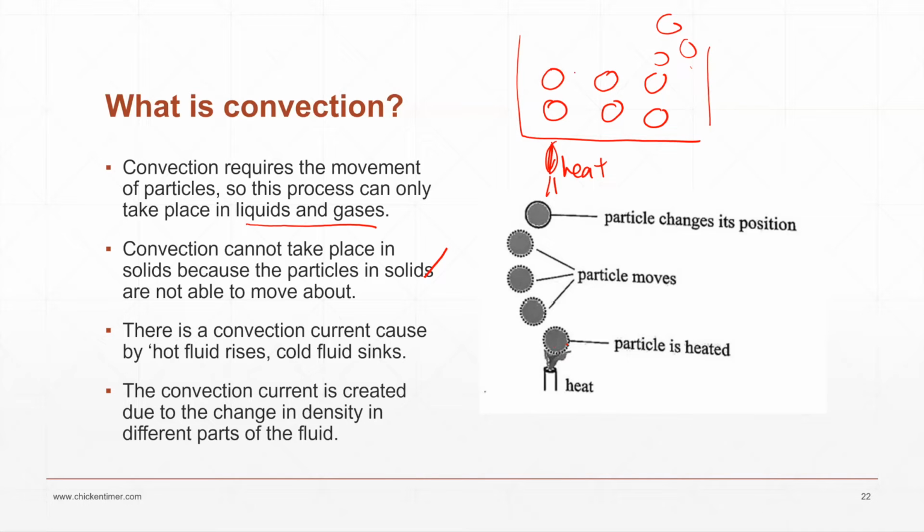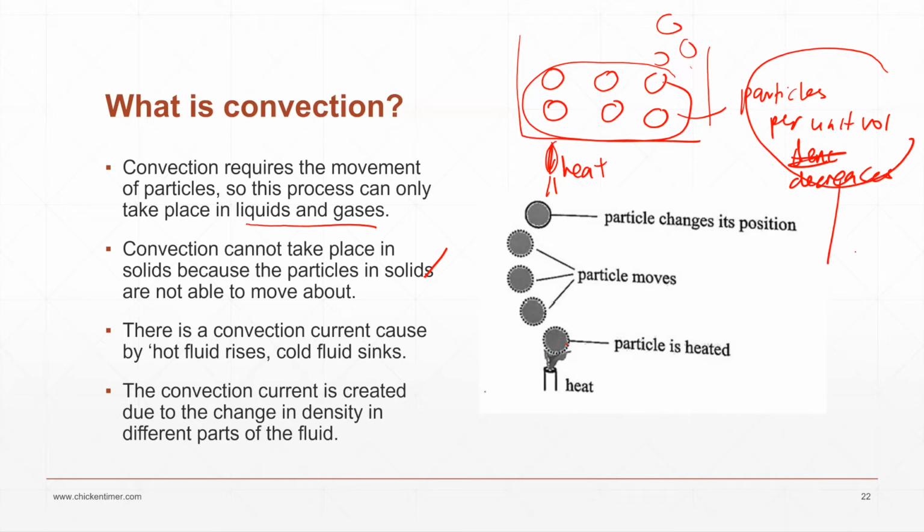So the number of particles here per unit volume decreases. Which means the density decreases. So when density decreases, the ones below here will be lighter. When it becomes lighter, it will go up, it floats.